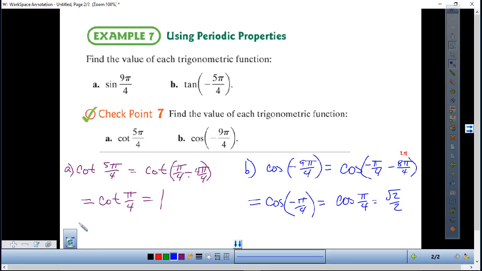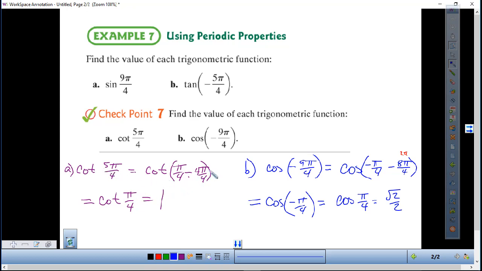All right, so here's the work for these two. Cotangent of 5 pi over 4 is periodic in the same way that tangent is, so you got pi instead of 2 pi. Those are the only two that are periodic over a value of pi. Sine, cosine, cosecant, and secant are all going to be periodic over 2 pi. So you're going to add or subtract 2 pi to get to the same value.